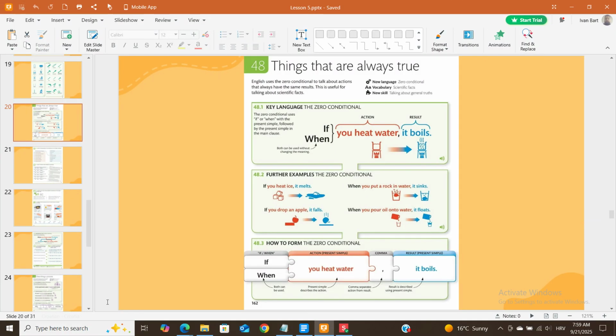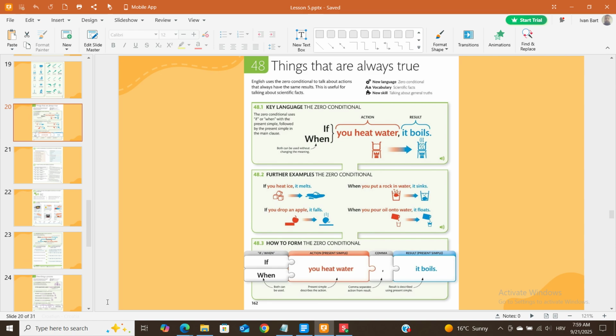48 Things that are always true. English uses the zero conditional to talk about actions that always have the same results. This is useful for talking about scientific facts. 48.1 Key language. The zero conditional. The zero conditional uses if or when.